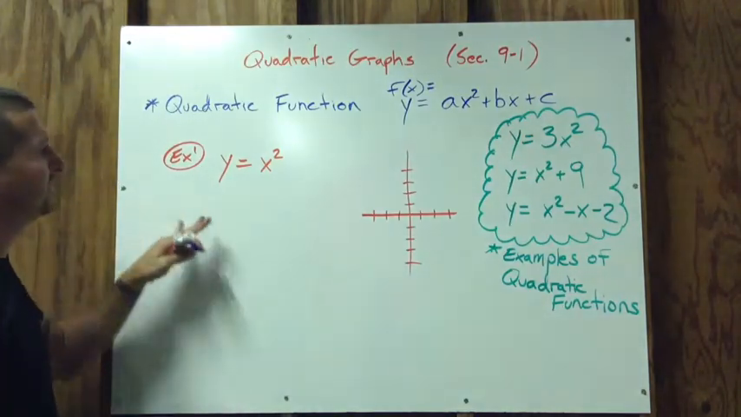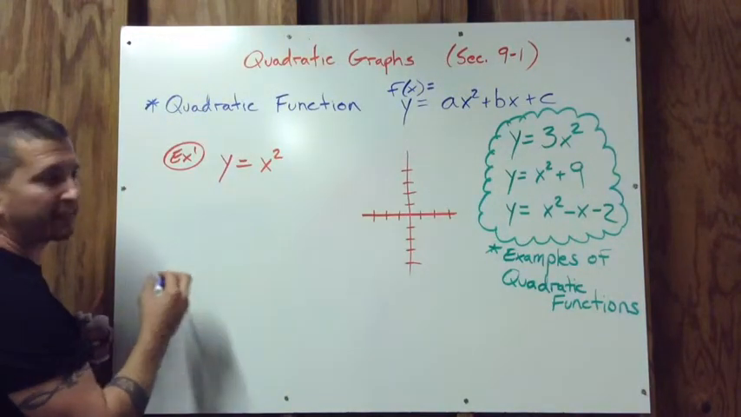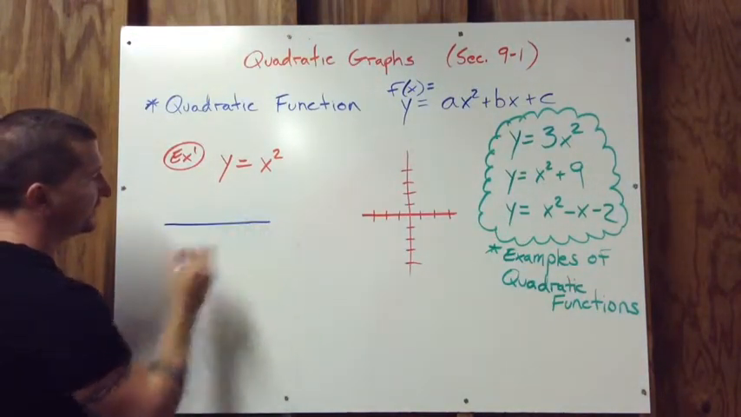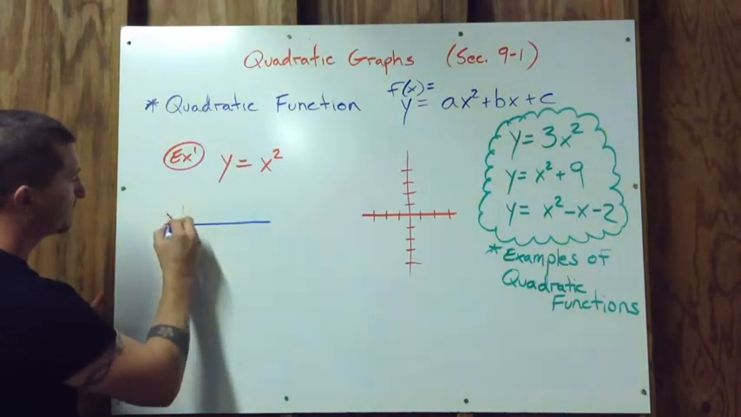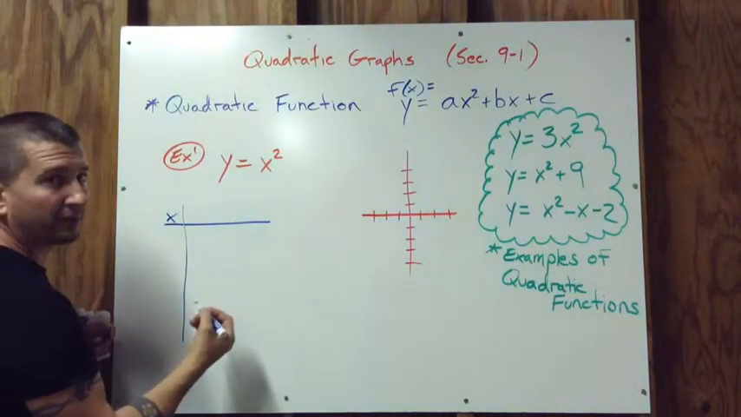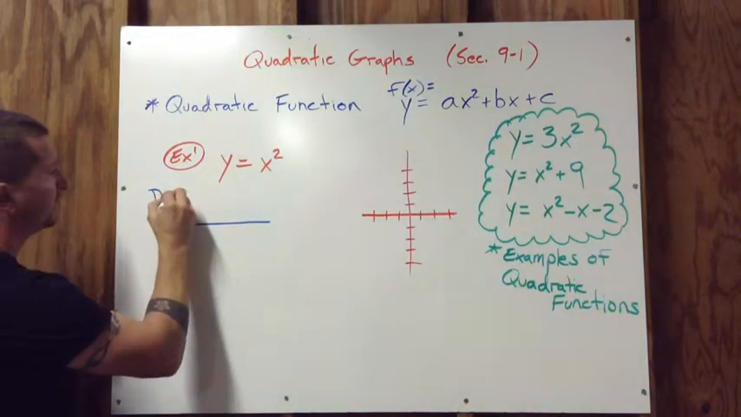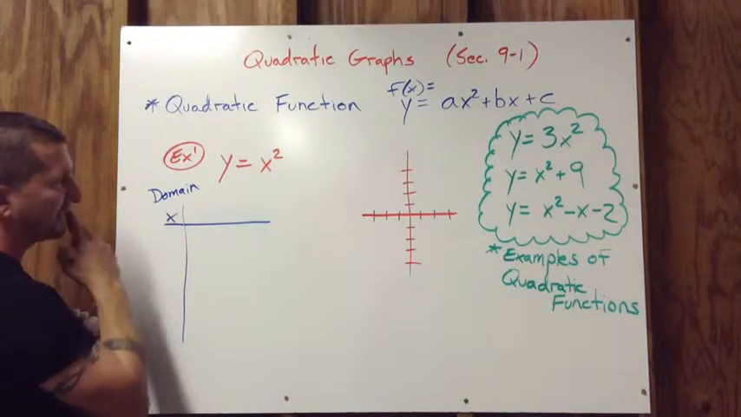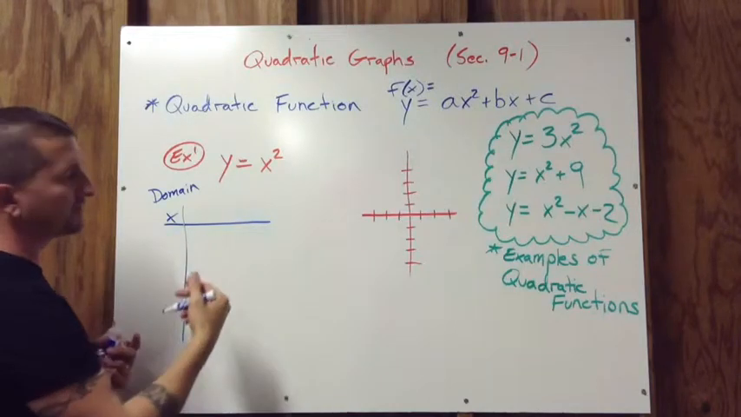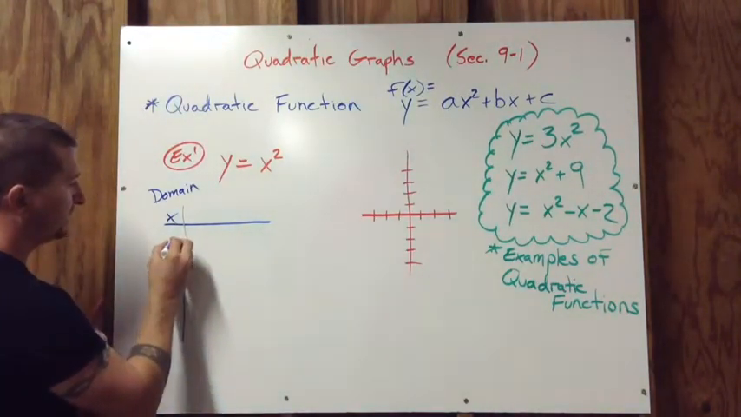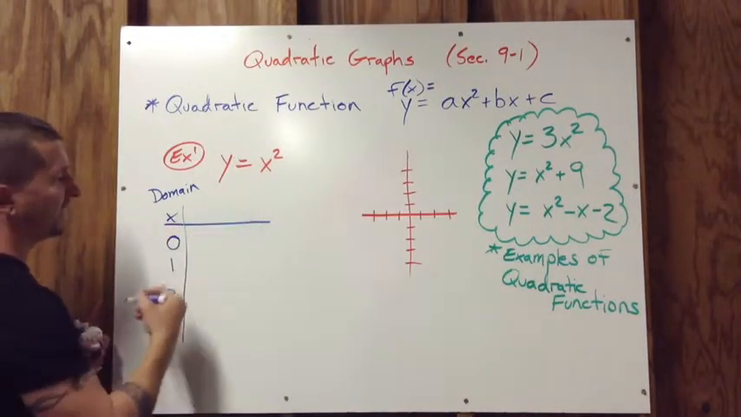So our first example, just a simple one, y equals x squared. What we're going to do is set up a function table, just like we used with linear equations. We'll plug in a value for x, and then we'll find out what y, the output, would be. So our domain, remember the word domain, is x, and our range will be y. So let's just choose a few values, and what I like to do is start with 0, and then we'll use 1 and 2 to plug in for x.